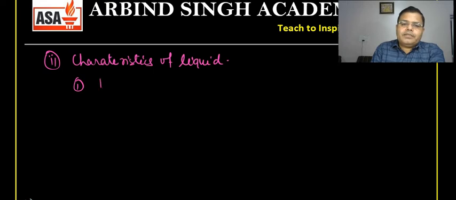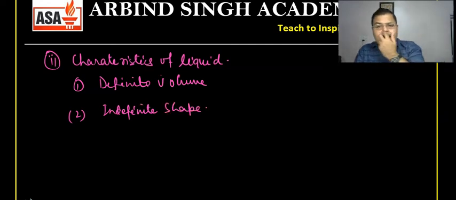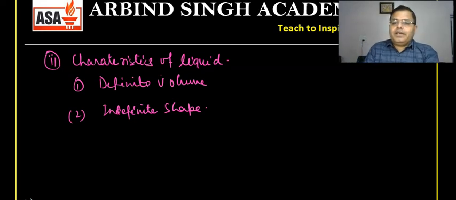First point is, it has definite volume. Second is, liquid has indefinite shape. That is, liquid has not a definite shape. It always takes the shape of the container in which it was kept. For example, 100 milliliter of milk, if you put it in a glass, it will be in the shape of the glass. If you put it in a bottle, it will be in the shape of the bottle. So it has not a definite shape.